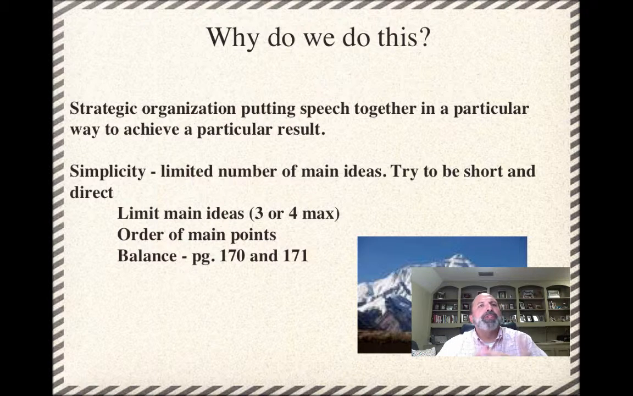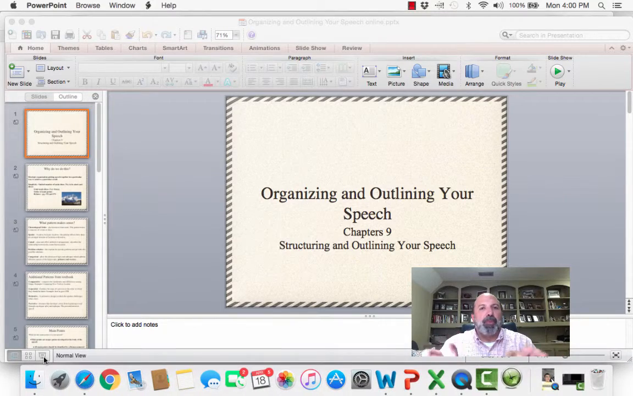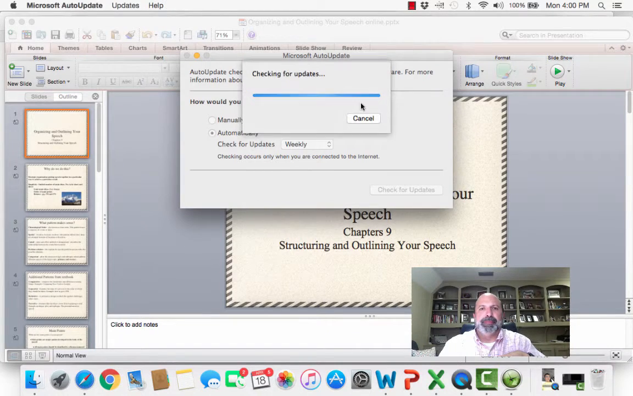For the informative speech, we try to keep things to about 3 to 4 main points, and that usually helps with putting things together. We also, as we'll talk about when we organize them, know that the order of those main points is really important, and we are always concentrating on balance. In your textbook, they talk about balance, and I hope you would read that section. It's really important, and it can come in handy, especially with these 2 research speeches. So next, we'll look at some of the more common patterns that we have.